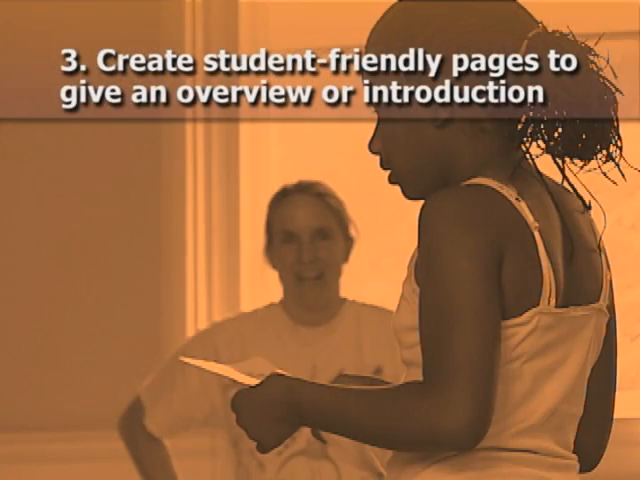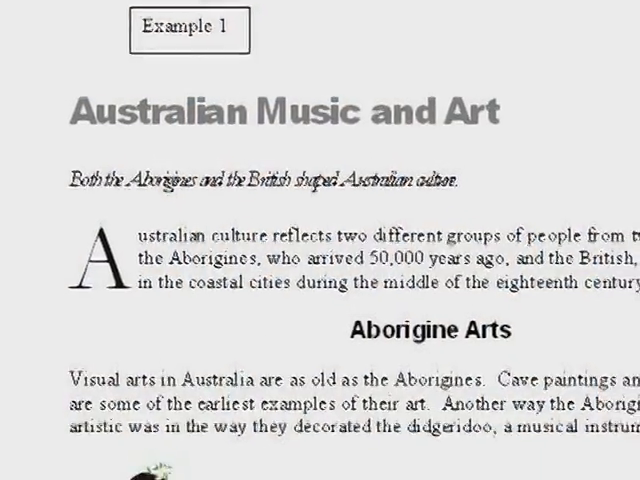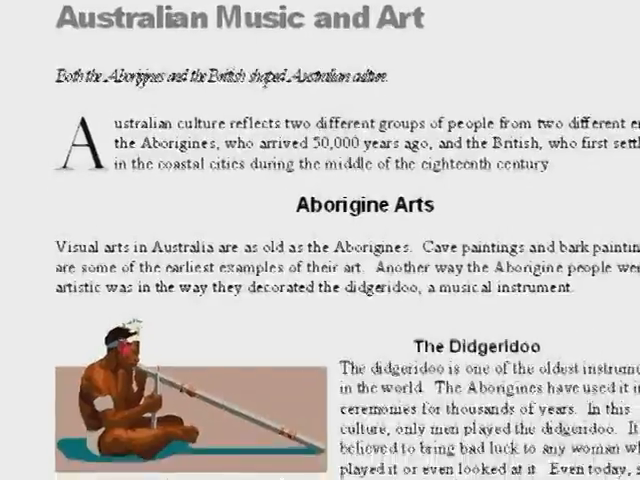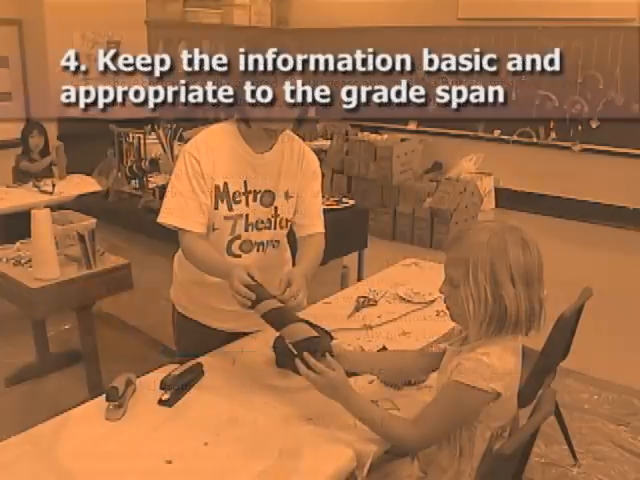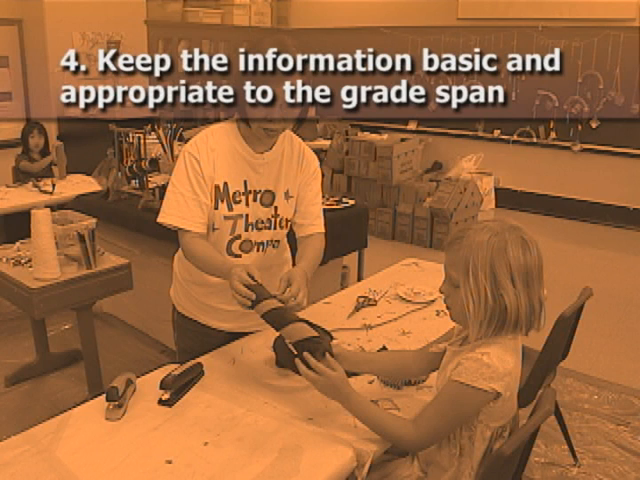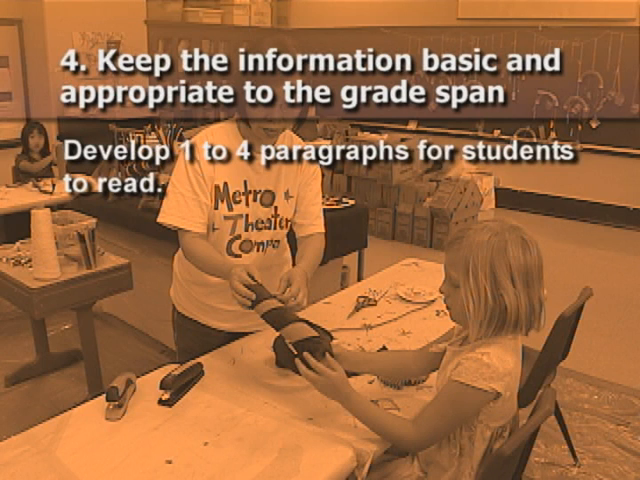Using clip art or other visual techniques to make pages interesting will promote student engagement. A variety of fonts and font sizes, such as headlines, also keep the pages interesting. Keep the information basic and appropriate to the grade span you've selected. By becoming familiar with the grade level expectations, you can ensure that your study guide is appropriate for your targeted student grade levels. Develop 1 to 4 paragraphs for students to read.